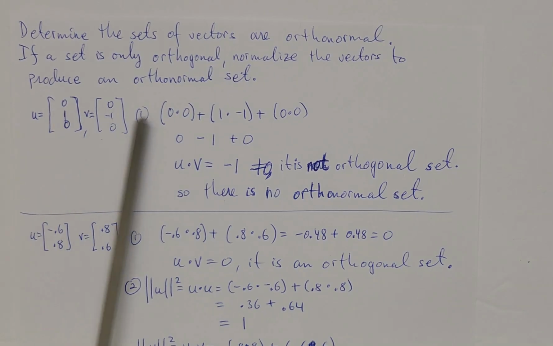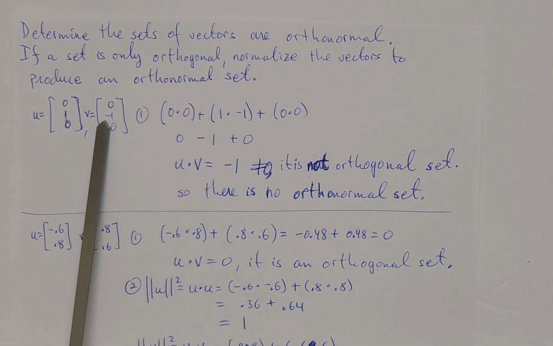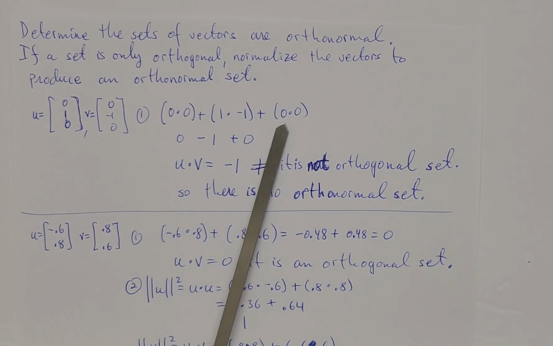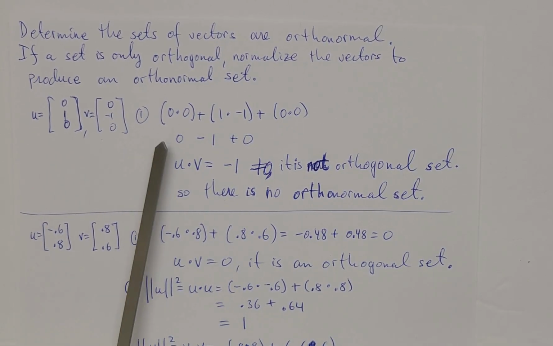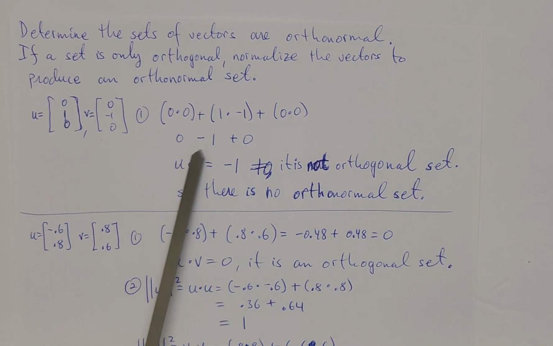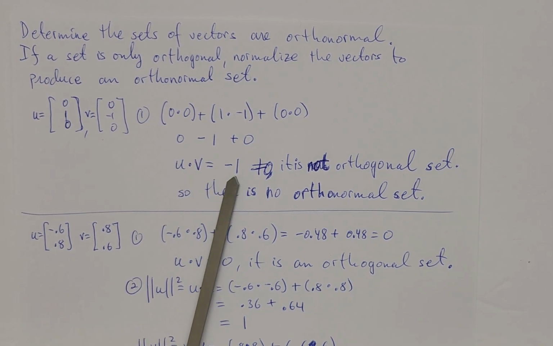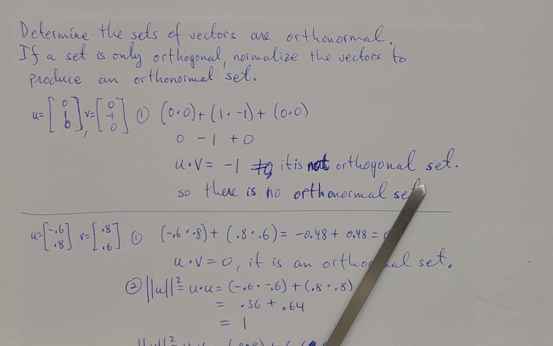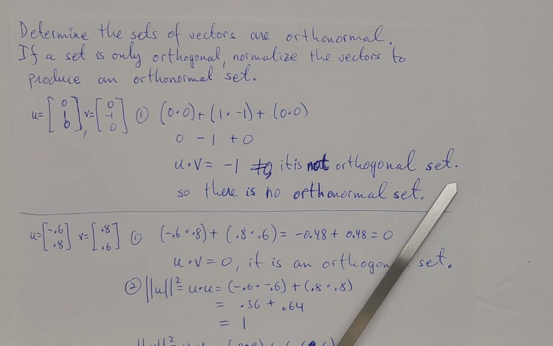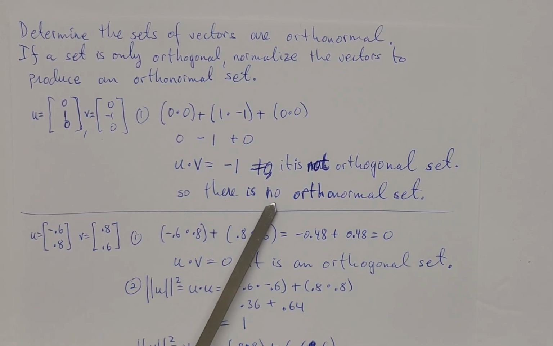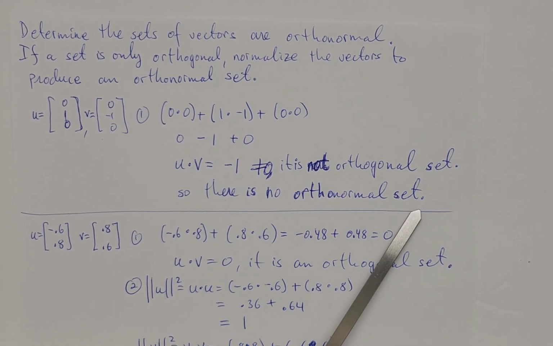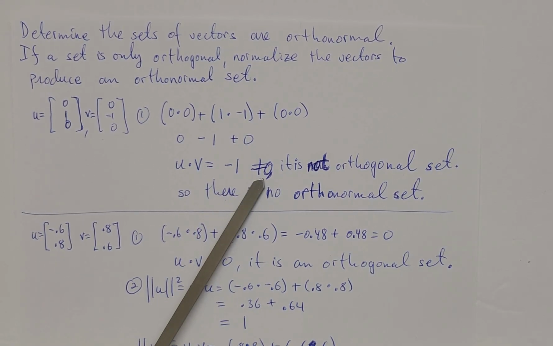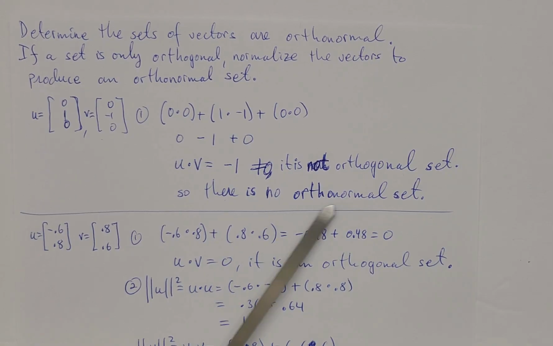So 0 times 0 here, plus 1 times -1, plus 0 times 0. Now simplify: multiply, add, subtract. So it comes out to be 0, -1 plus 0, which is -1. Since it is not 0, then it is not orthogonal. And since it is not orthogonal, it is also not orthonormal.